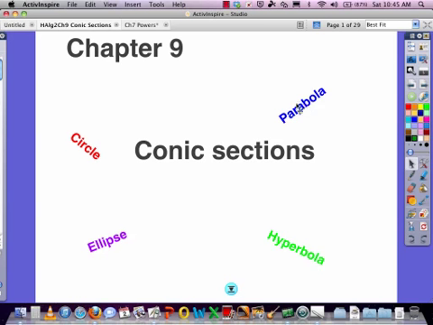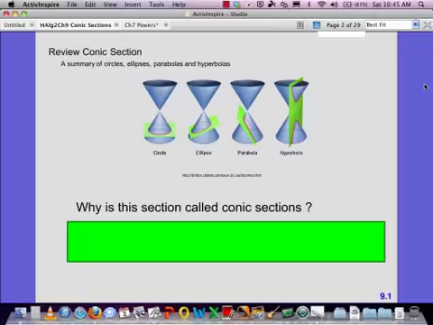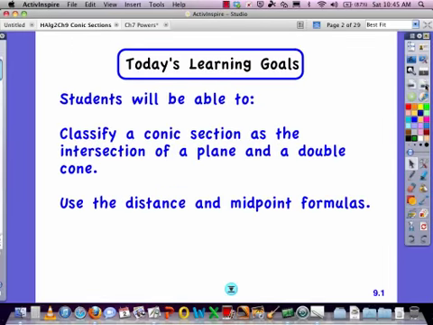So we're talking about circles, ellipses, parabolas, and hyperbolas, the ones we're most familiar with. So let's take a look. Our goals today will be to classify a conic section as the intersection of a plane and a double cone, which was the definition you've already read about. And we want to also use the distance and midpoint formulas to help us find some other combinations, which you will see or hear me talk about in our work.